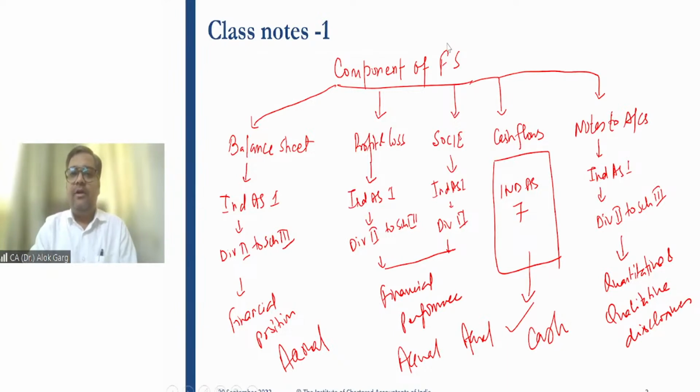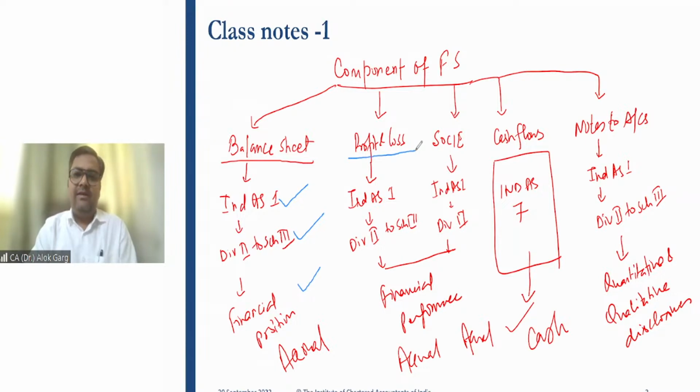So friends, while talking about components of financial statement, which we discussed in the second and third class of Ind AS 1, first it is the balance sheet, right? And we discussed that the guidance relating to balance sheet is given in Ind AS 1 and division 2 to schedule 3, right? This balance sheet shows the statement of financial position. The balance sheet gives you the financial position of the entity.